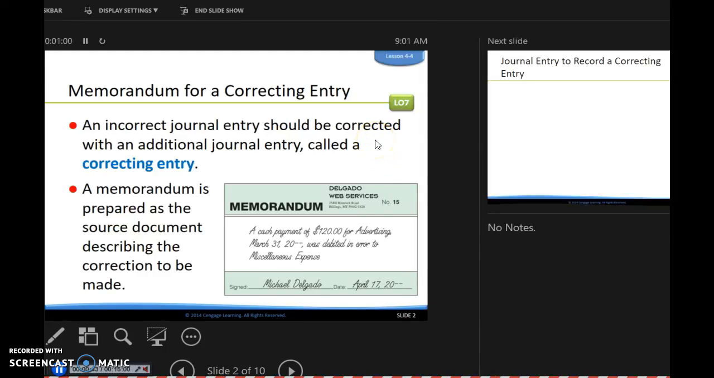Okay, so a correcting entry is an additional journal entry that corrects an incorrect journal entry. You have to make a correcting entry for something that you made a mistake on. A memorandum is prepared as a source document describing the correction to be made. In this case, a cash payment of $120 for advertising was debited in error to miscellaneous expense. It should have gone to advertising expense.